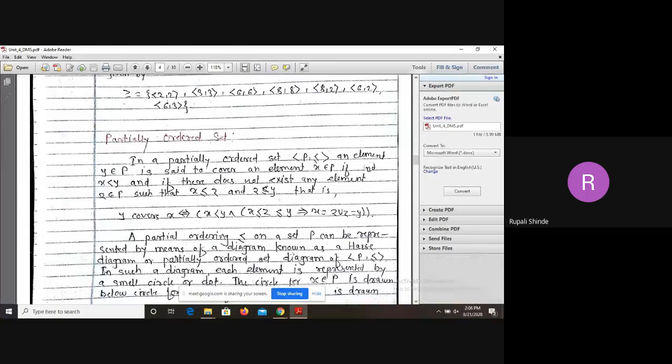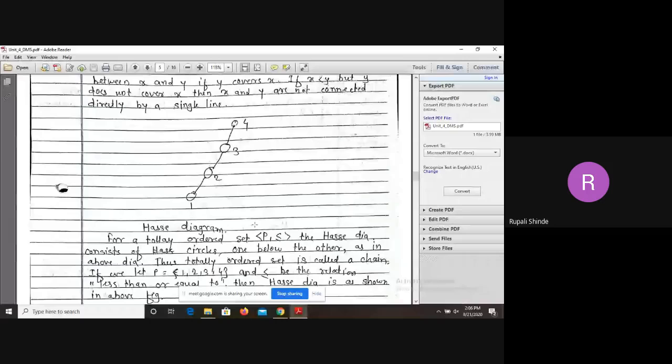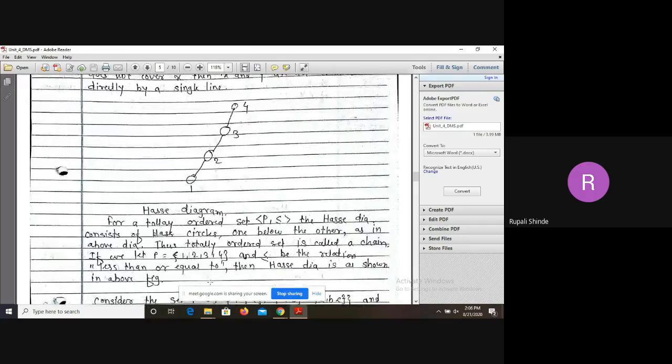First one, each and every element of that Hasse diagram should be represented by a small circle or dot. Okay. So if you consider this example, here (P, less than or equal to) is a poset, that is P is a set, and here less than is a partial ordered relation applied on this set P. This set P consists of 4 elements 1, 2, 3, 4. So according to the first rule, we have to represent all these 4 elements using circles. Here we have represented 1, 2, 3, 4. So 4 circles are there.